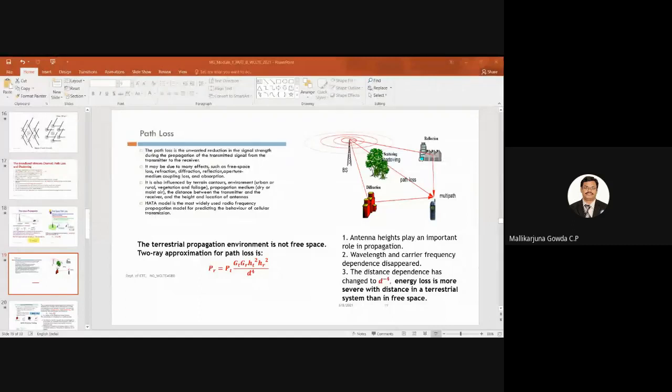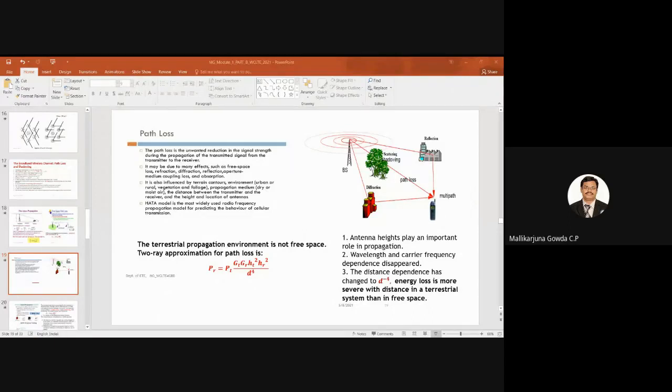So for that, the formula is this one. Either you can tell it in terms of PR by PT, or the received power will be equal to the transmitted power into the gain of the transmitting antenna, into the gain of the receiving antenna, then the square of the height of the transmitting antenna, then the square of the height of the receiving antenna, divided by d power 4.